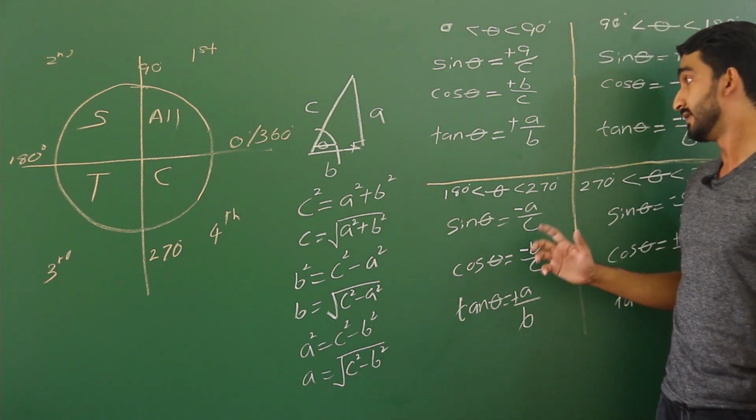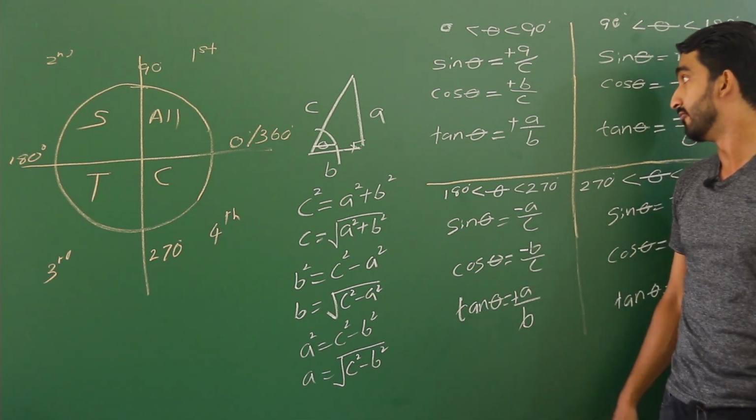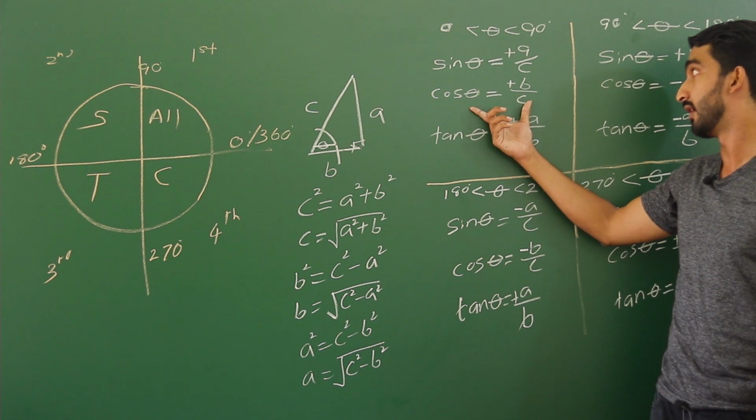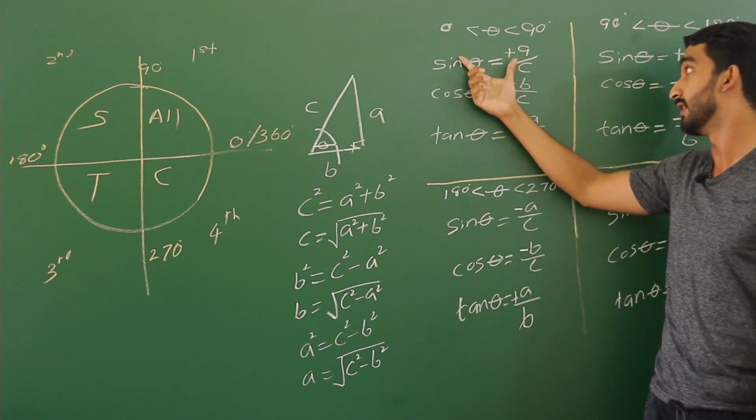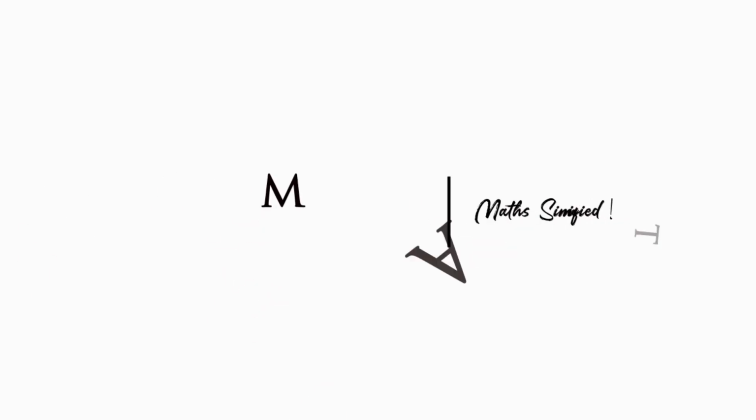Now having said this, I'll be discussing 4 examples for you to understand when one trigonometry value is given, how we are going to find the other 2 values. So let's see those examples now.